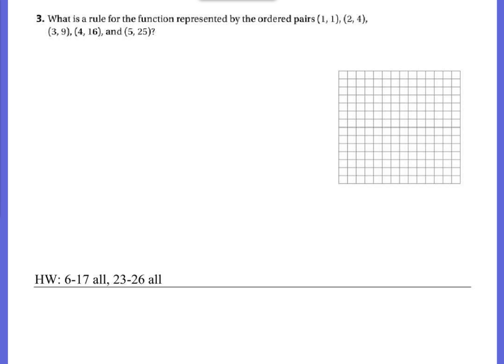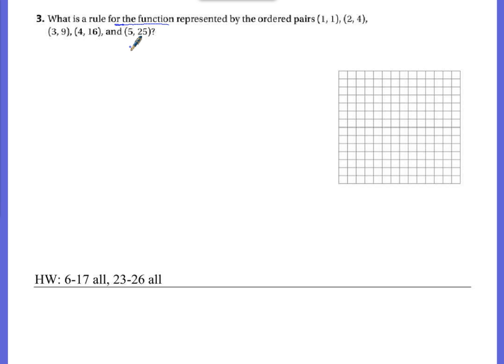So we have this problem. What is a rule for the function represented by the ordered pairs that they're giving you here? This time we want to try to come up with an equation again. So what's the first thing we should do? Okay, so take a look to make sure that it is a function. It says, what is a rule for the function? So they're kind of telling me that it is. It's worth it to take a look at the ordered pairs, though, and see, do we have any repeated x values? No. All right, so we can kind of agree that that's probably a function. So, now what?